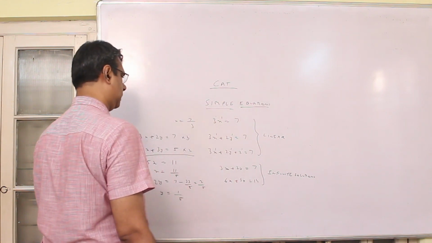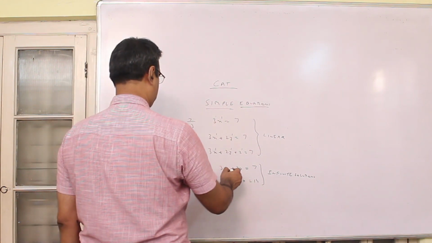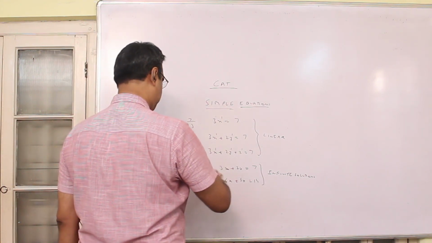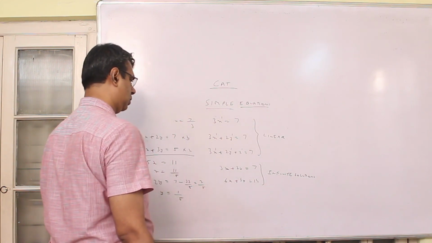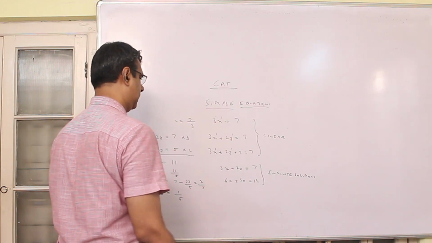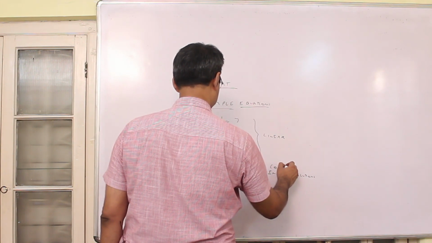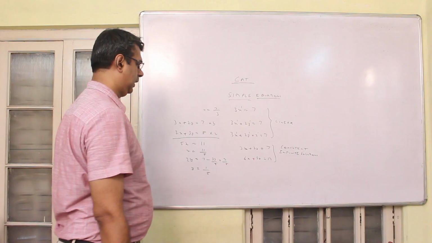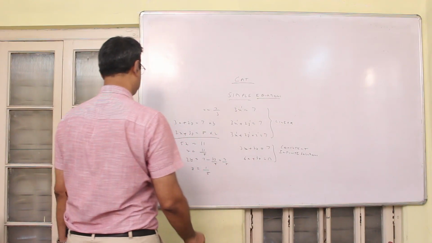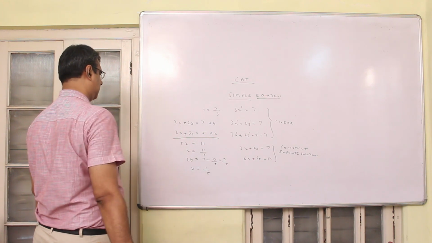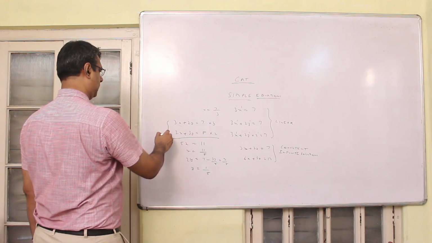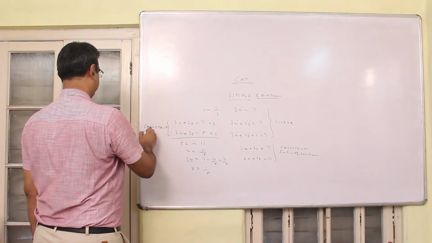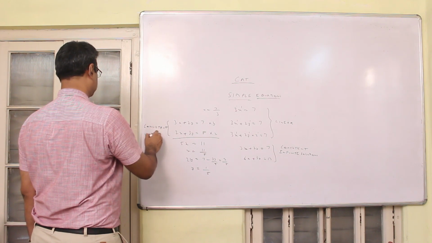Now, why does this happen? This happens because the second equation is in fact identical to the first. If you divide it by 2, it will become identical to the first. So both the equations are identical. So we say that the equations are consistent, but they have infinite solutions. For example, here the two equations are completely different. So in this particular case, we say that the equations are consistent with unique solution.